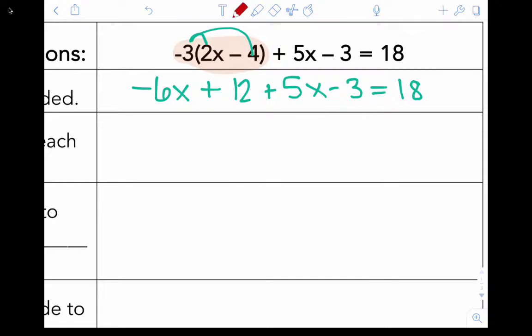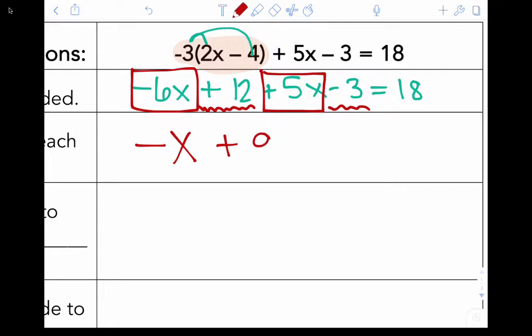So I'm going to look at the left side of this equation first, and I see that I have a -6x and a +5x. So -6 plus a +5 is -1, so I have -x. And now I have a +12 and a -3. 12 minus 3 is 9, so I have +9. And then on the right side of my equation, I just have 18. I don't have anything to combine, so I'm just going to rewrite that.